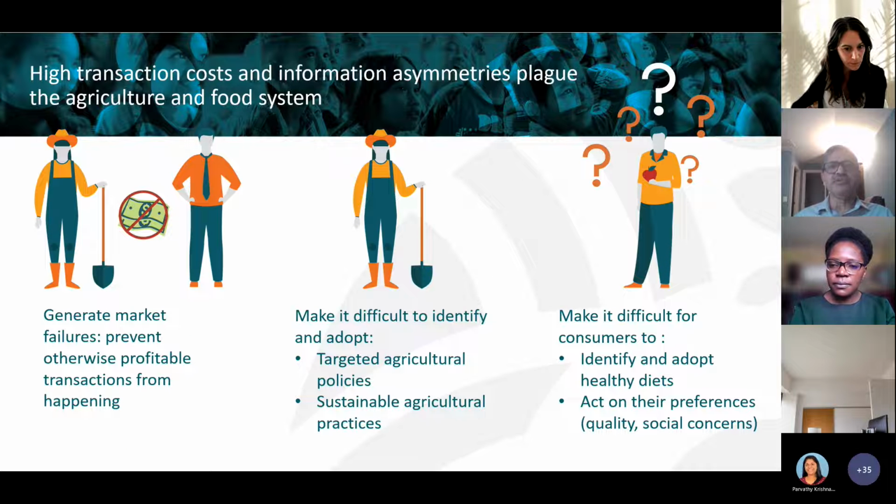So basically, there are information asymmetries which are plaguing the agriculture and food system. And so that's why it's difficult to adopt lots of policies, and lots of technologies don't get adopted, because there are a lot of information asymmetries across the systems. It happens at the market level, at the public sector level, and also at the consumer level. So I think the current system is a little bit broken because of high transaction costs and information asymmetries. Next, please.